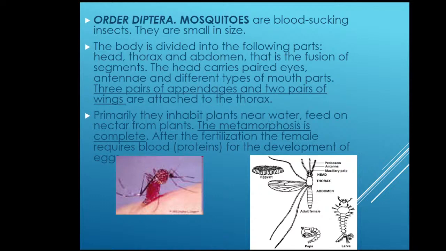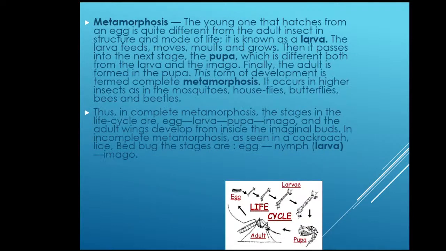For mosquitoes, indirect development with complete metamorphosis is characteristic. So, from the egg, the larva hatches out. After some molting and active feeding, it transfers to pupa, and from the pupa, the adult hatches out. This form of development is called complete metamorphosis, and it is characteristic for all organisms from order Diptera. So it includes four stages: egg, larva, pupa, and adult.